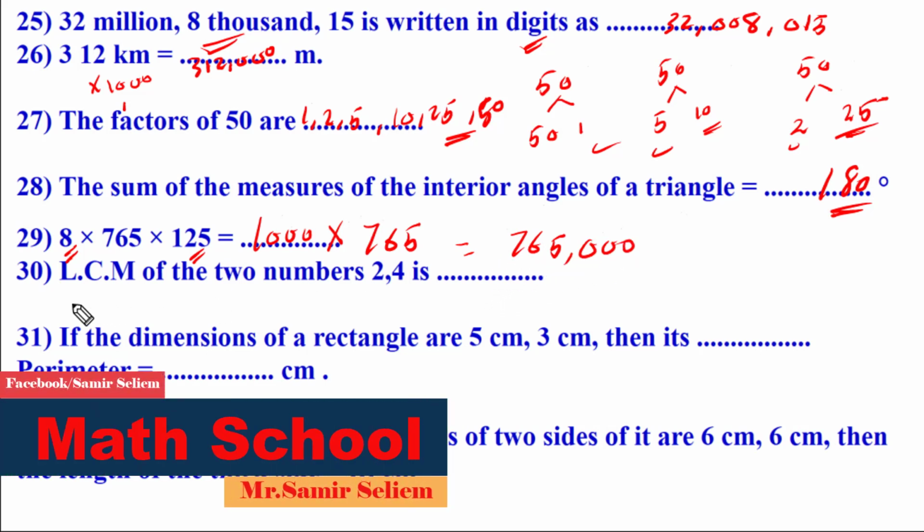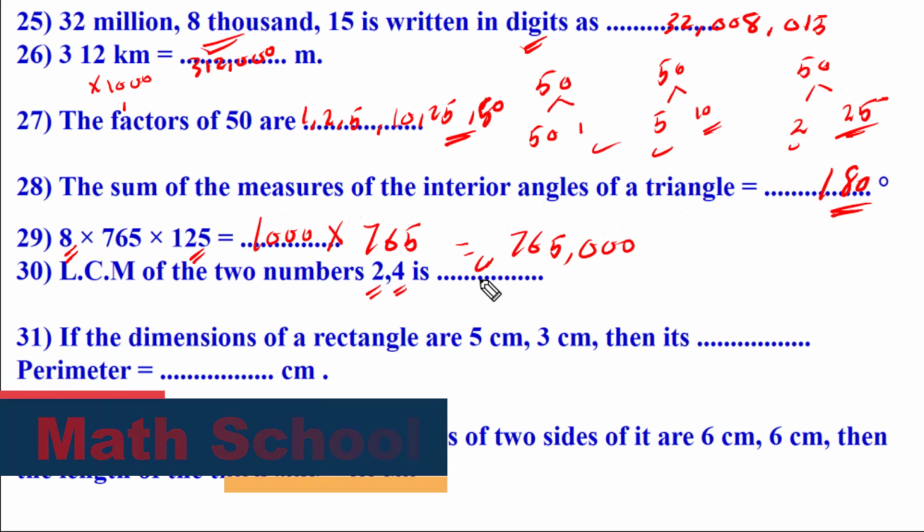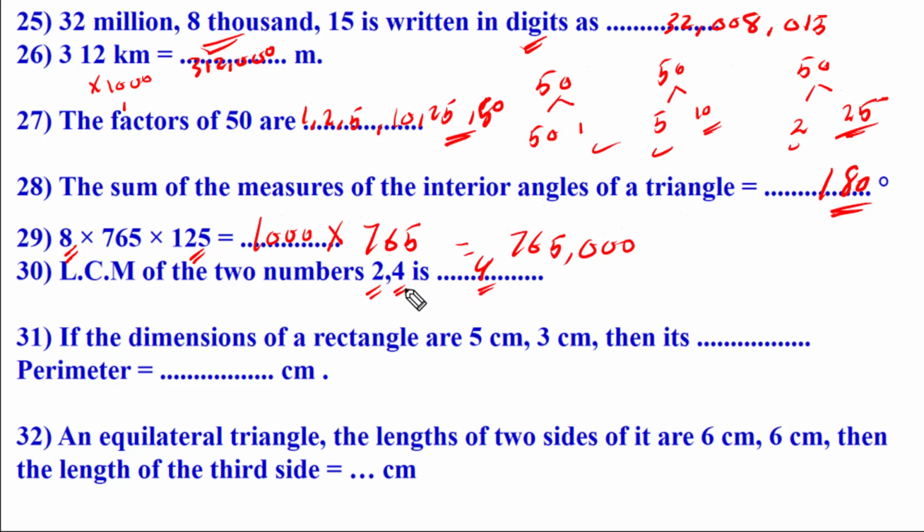Number 30, the lowest common multiple of the two numbers 2 and 4 is what, guys? Is 4. It's easy to find it. 4 is divisible by itself and 4 is divisible by 2.